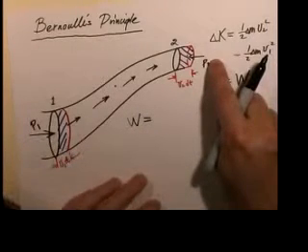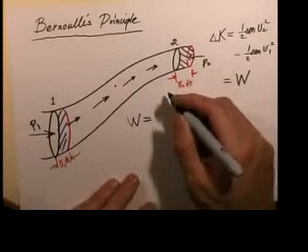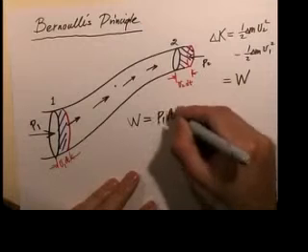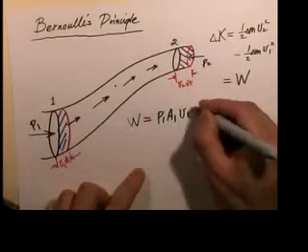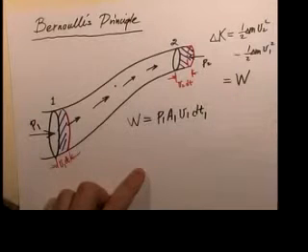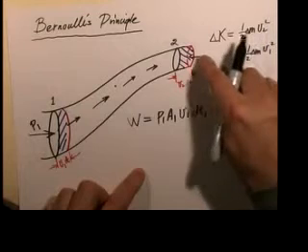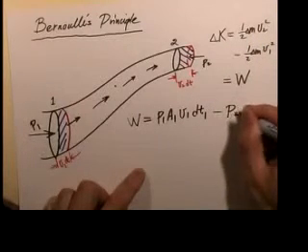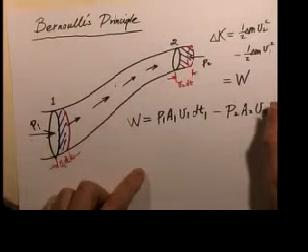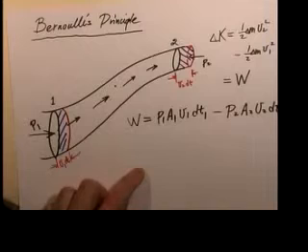How much is the positive work? That is the force here times the displacement. The force is P1 A1. What's the displacement from here to there? That's v1 dt. Over here, how much work is done by the pressure against the direction of motion? That is negative P2 A2 v2 dt. Right? Okay, is that all?